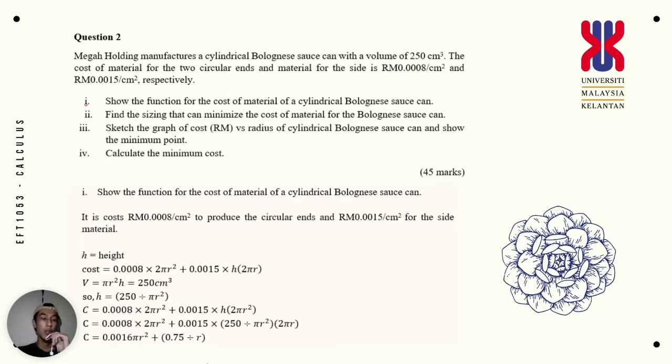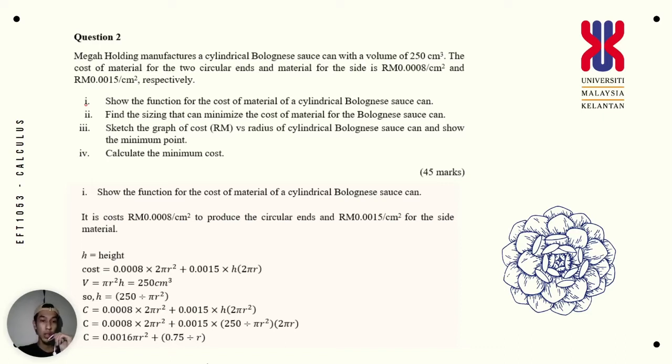So the volume of the cylinder is πr²h equal to 250 cm³. So the height h is 250 divided by πr².